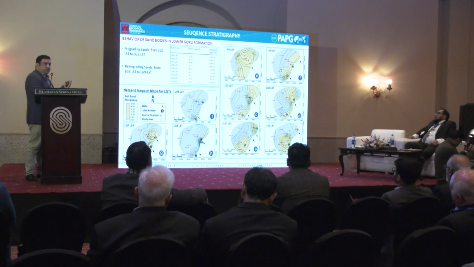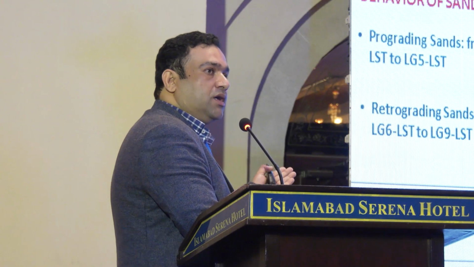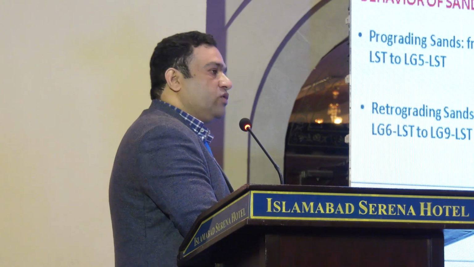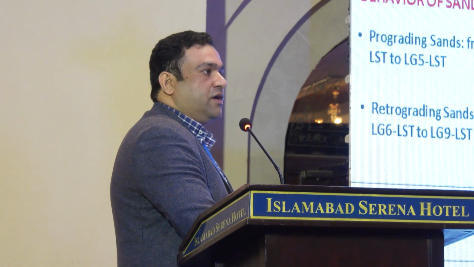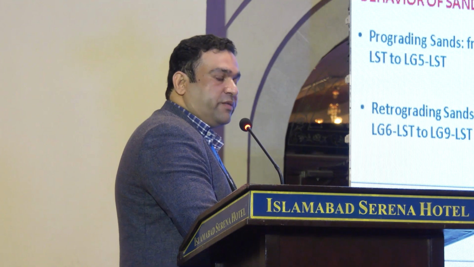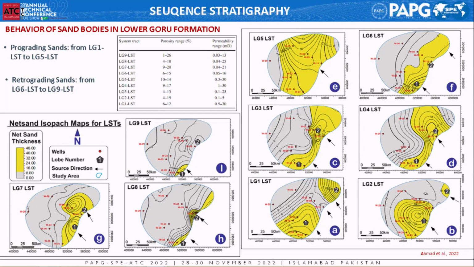This is another picture just to show you the behavior of the Lower Guru in nine third order sequences. These are actually the sand bodies which have been estimated from the net sand analysis of all the lowstand system tracts in 9 sequences. From this first picture, A, B, C, D, A is the oldest and I is the youngest picture in this slide. So A, B, C, D, and E is representing actually the prograding behavior, which is the second order prograding behavior of the Lower Guru formation.